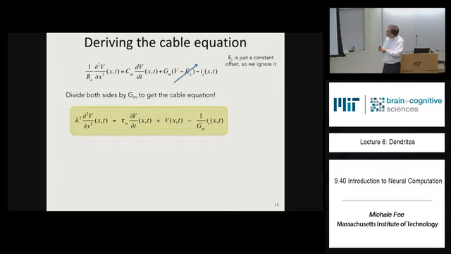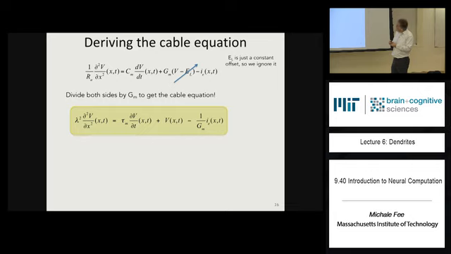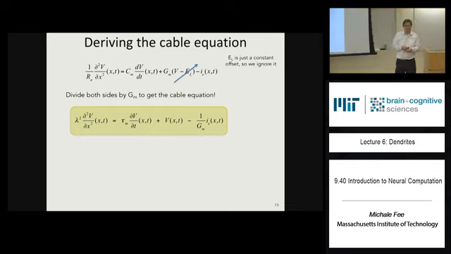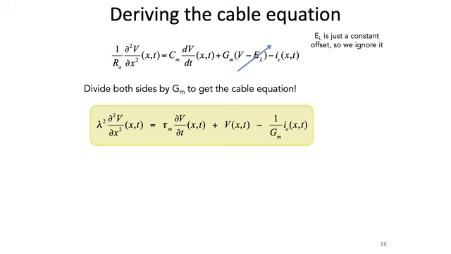Okay, now there are a couple of interesting constants here that are important, lambda and tau. So lambda has units of length. Notice that all of the denominators here have units of voltage. So this is voltage per distance squared. So to have the right units, you have to multiply by something that's distance squared. Okay, this is voltage per unit time, so you have to multiply by something that has units of time. Okay, so that is the length constant right there, and that is a time constant.